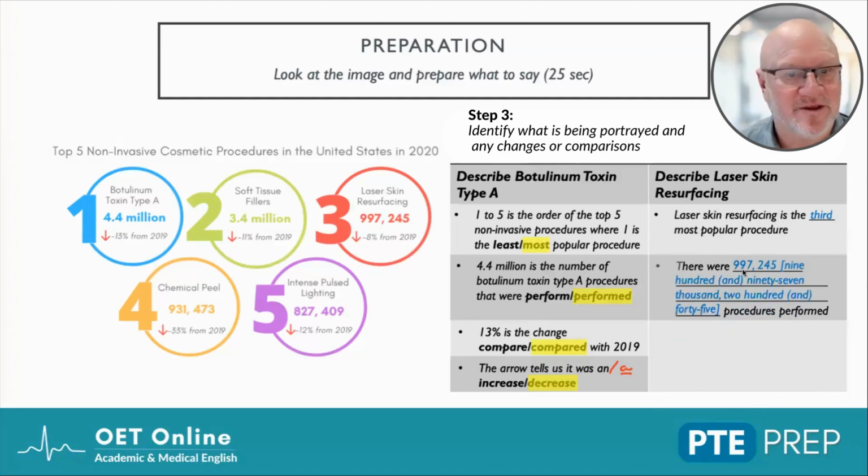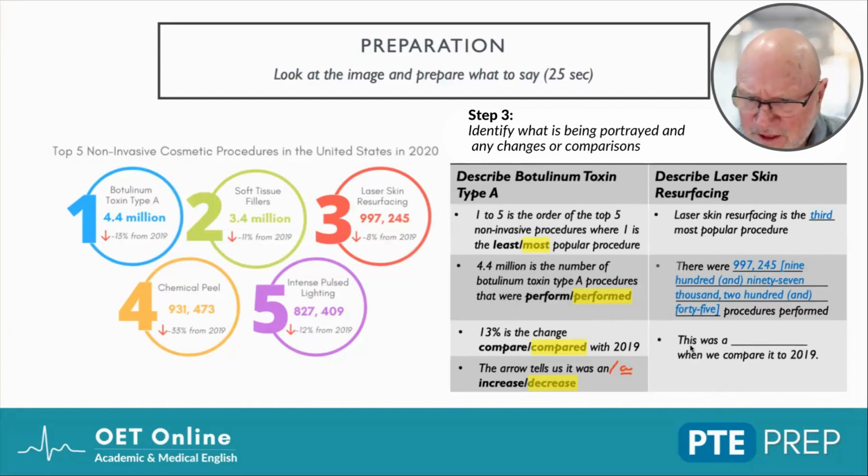There were 997,245. That's how we read it. Tricky one. I think I would read this: there were almost 1 million procedures performed. Makes it simpler, but both options are there for you.